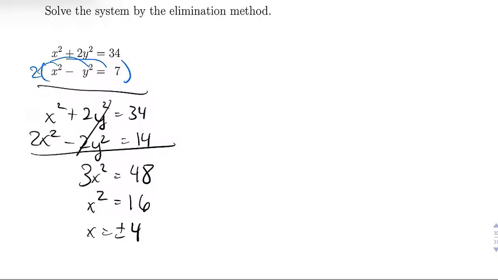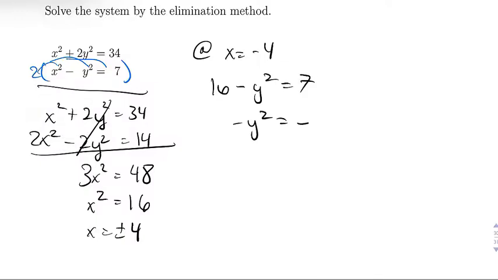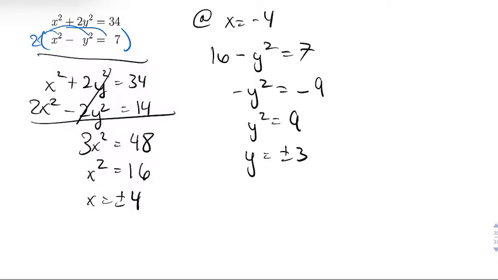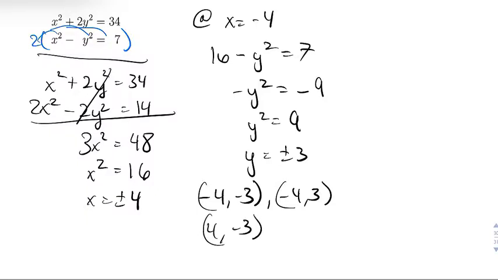So then when x is negative 4, we'll get 16 minus y squared equals 7, minus y squared equals negative 9. So then y squared equals 9. So then y equals plus or minus 3. So then our ordered pairs end up being negative 4 comma negative 3, negative 4 comma 3, 4 comma negative 3, and 4 comma 3.